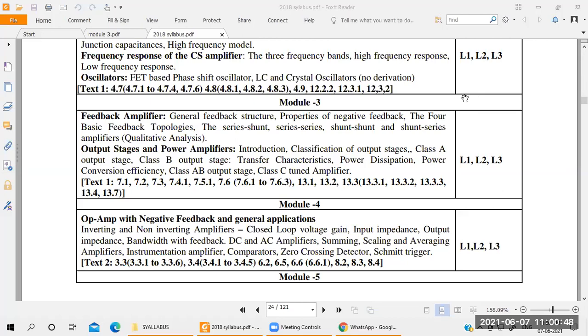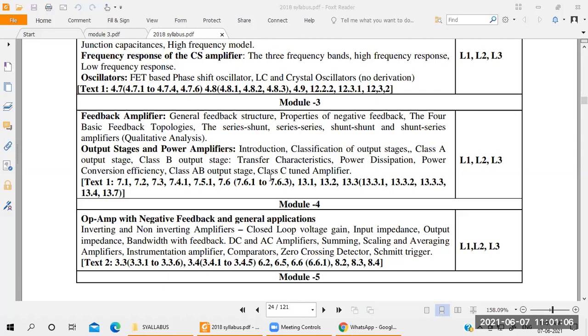Yes, students, in the previous class we completed feedback amplifiers, right? In module number 3, we almost completed feedback amplifiers. After that, we need to start the output stage and power amplifier.